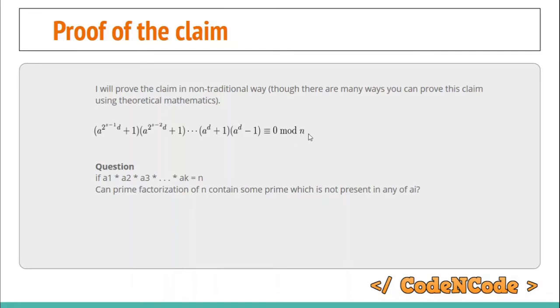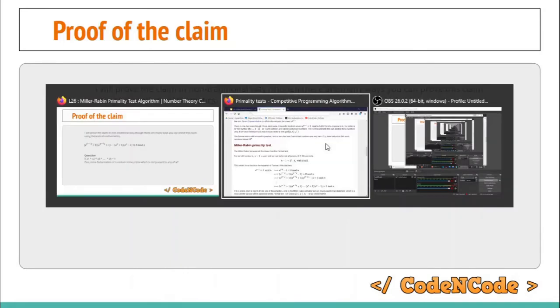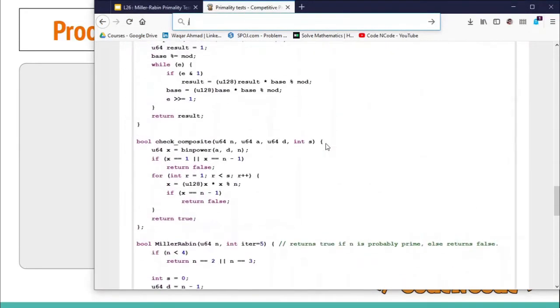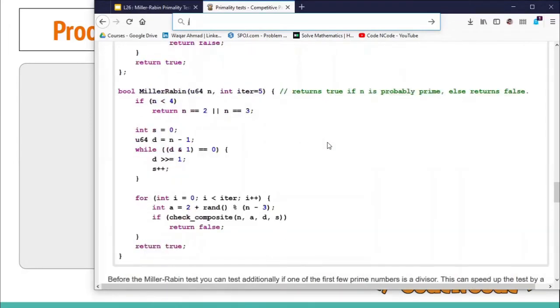So basically, if n is a prime number, one of these factors must be divisible by n, and that is what we check in the Miller-Rabin primality test, and that is why this is a stricter version of Fermat's primality test. If I show you the implementation, let me increase the font size.